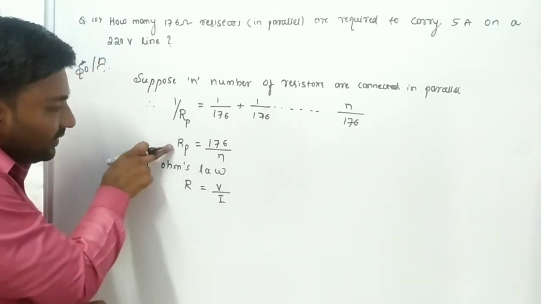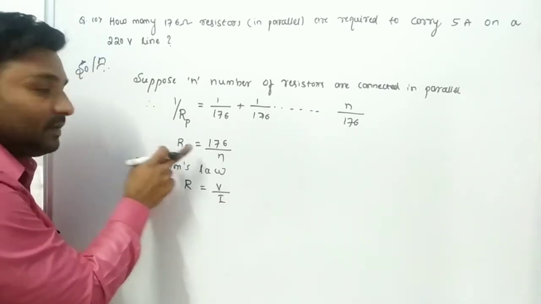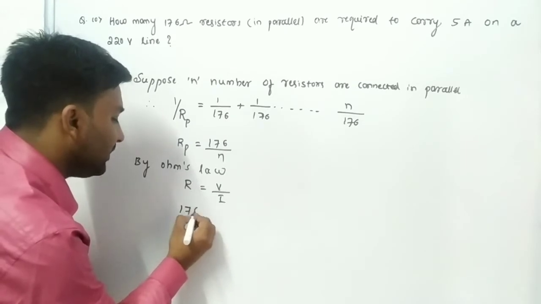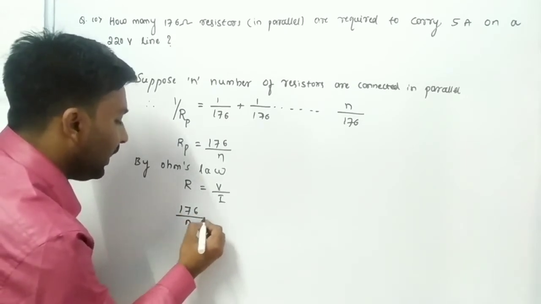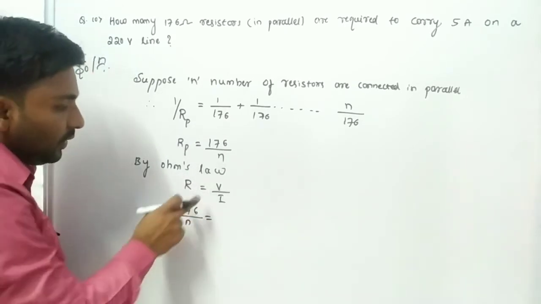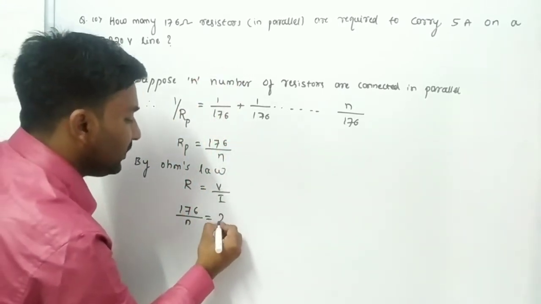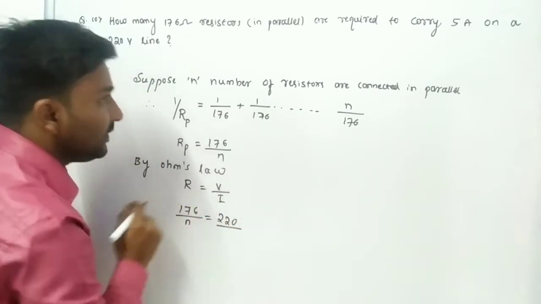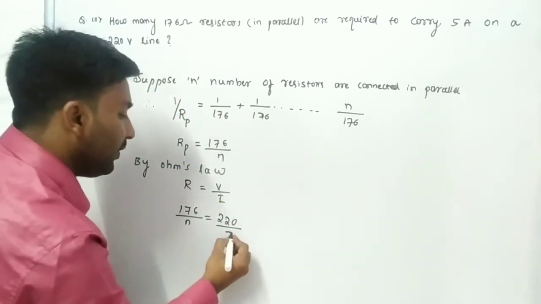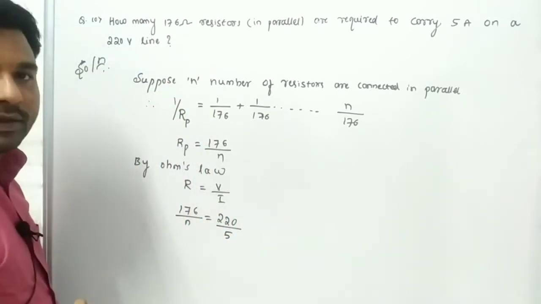Now what is the resistance? The equivalent resistance is 176 divided by n. This is equal to, what is the voltage? How much have they given as the voltage? It is 220. What is the current? The current is 5 ampere, right?